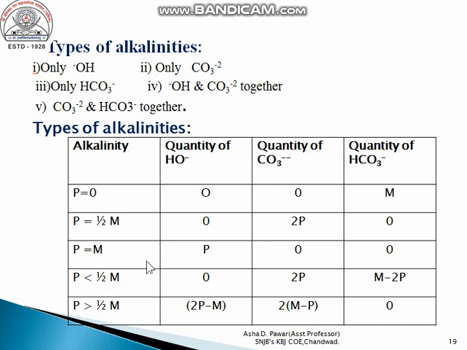Hydroxide and bicarbonate are never present together in any water sample, because bicarbonate reacts with hydroxide to form carbonate. That's why the sixth possibility is never possible. So students, we can easily calculate the alkalinity in this way, by using phenolphthalein and methyl orange indicators, easily found out in the laboratory.